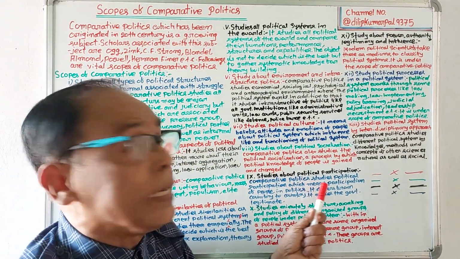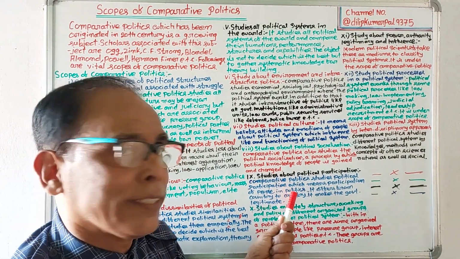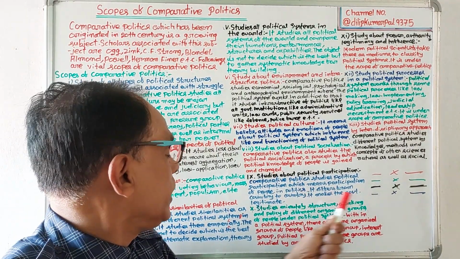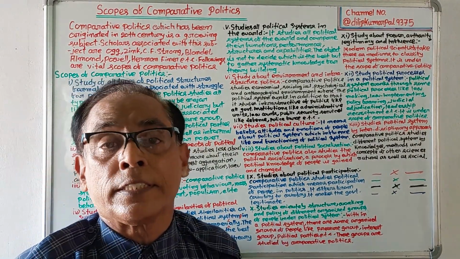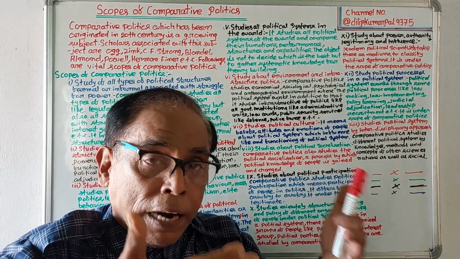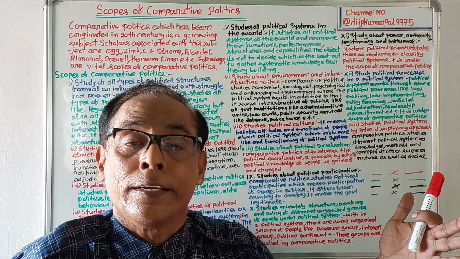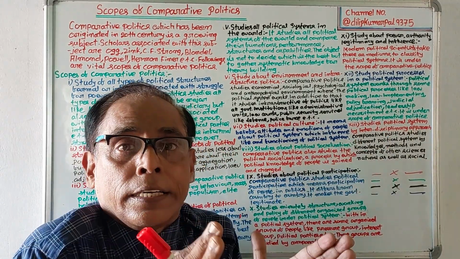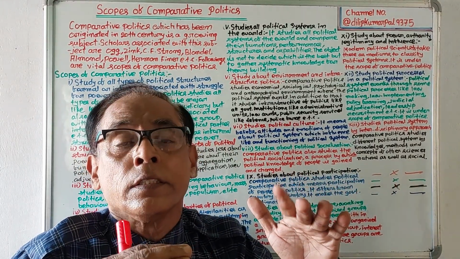Then studies about political participation. Comparative politics studies political participation, which means participation of people in politics. It differs from country to country. It makes the government legitimate. Another scope of comparative politics is that it studies political participation, how people participate in politics. And this political participation differs from country to country. In democratic country, people participate in politics more. In dictatorial country, in communist country, people will not participate in politics much more.